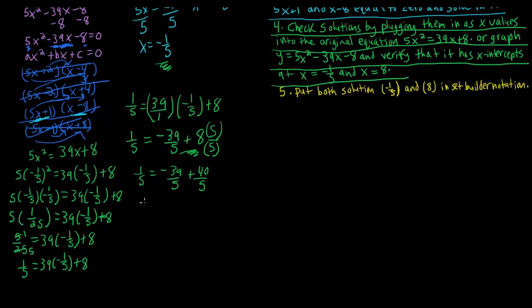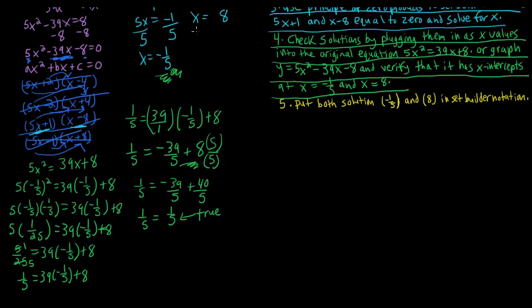And negative 39 over 5 plus 40 over 5 is 1/5. So 1/5 equals 1/5. So this is a true statement. And because it's a true statement, then we know that negative 1/5 is one of our solutions. And now we have to try our other solution, x equals 8.